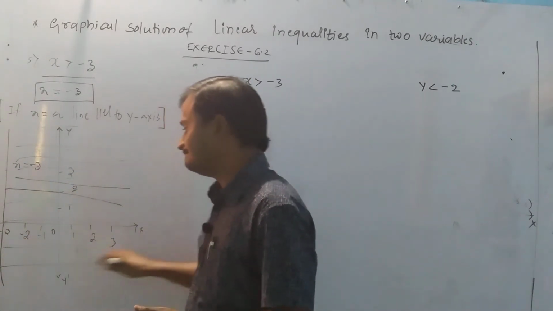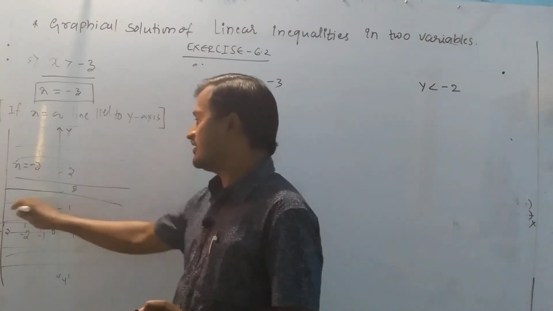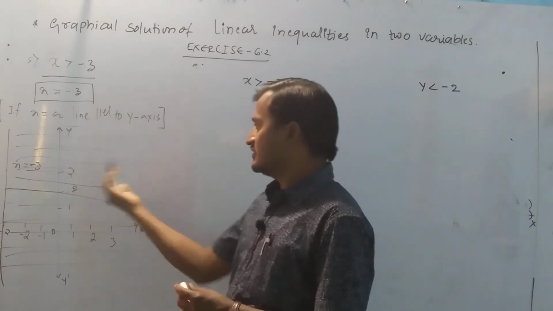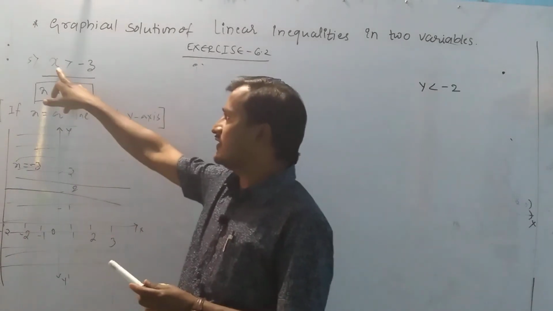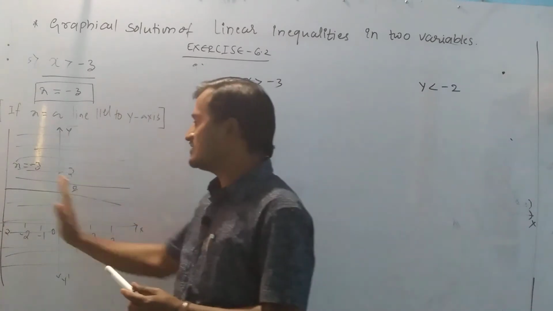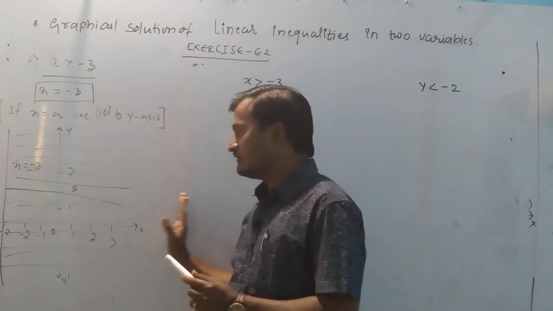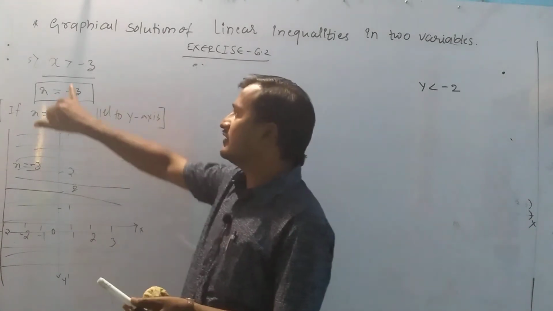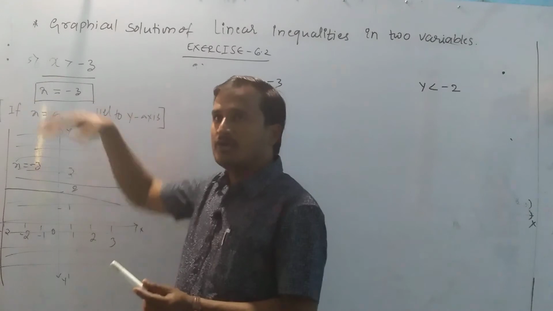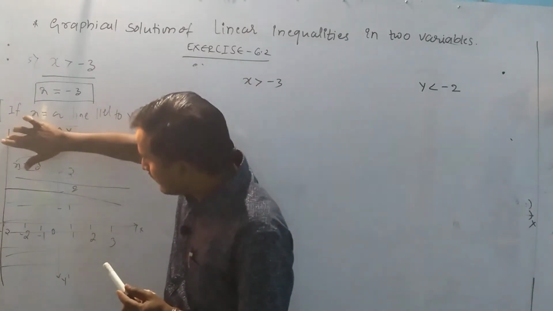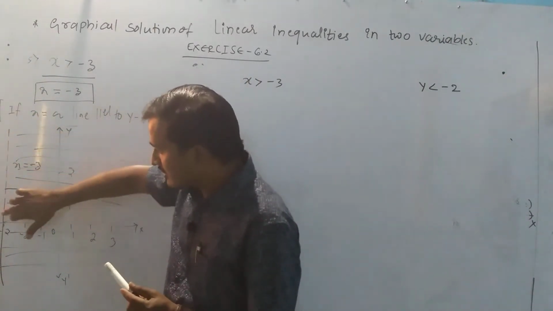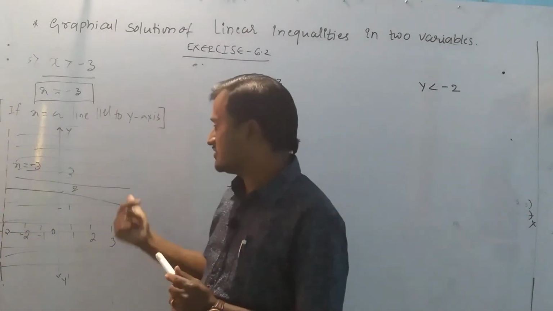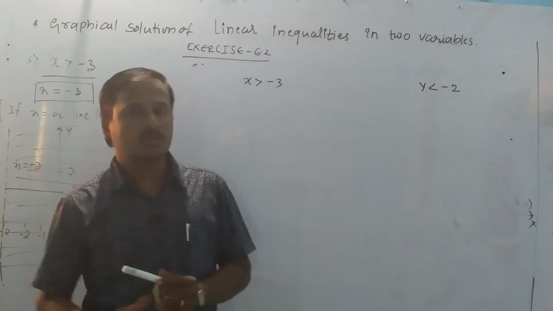Okay. So why have I shaded this side as the solution region? I have shaded the right side because for the value of x more than minus 3, on the right side of this line we are getting values of x more than minus 3. Okay, now here you have to observe, it is an open interval. Open interval means you have to make a dotted line. Dotted line represents the open interval. Okay, right, this is the solution for x more than minus 3.